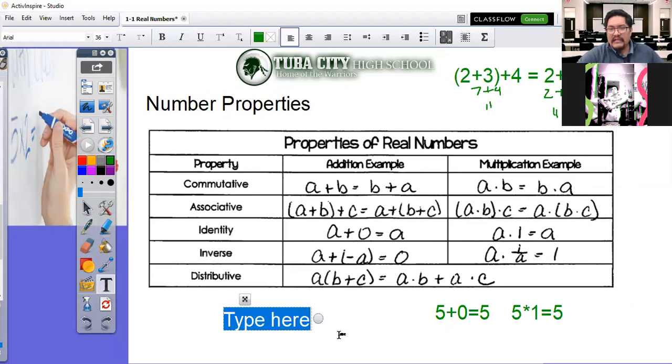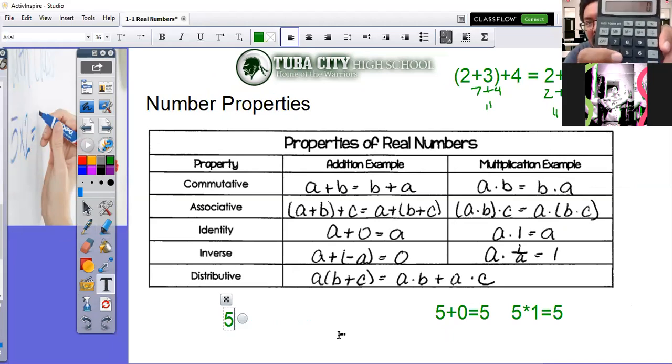So for the multiplication one, I'm going to pick a number. Let's stick with 5. I know what this is, but I'm going to show you where I got this number from, because this next number is going to be kind of a weird one. We need the inverse of 5. The inverse of 5 is 1 divided by 5, and that's going to be 0.2. 5 times 0.2.